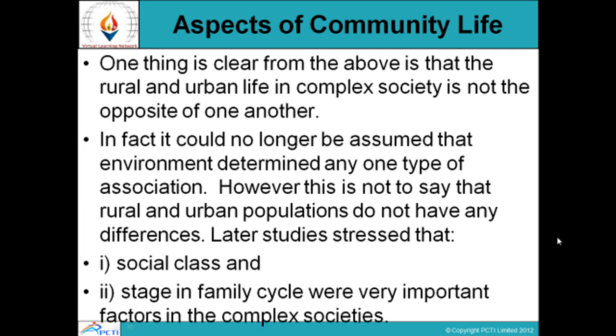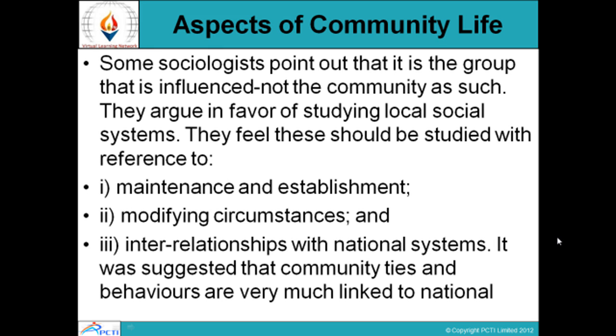The aspects of community life: one thing is clear, that rural and urban life in complex society is not the opposite of one another. In fact, it could no longer be assumed that environment determined any one type of association. However, this is not to say that rural and urban populations do not have any differences. Later studies stressed that social class and stage of family cycle were very important factors in the complex societies. Some sociologists point out that it is a group that is influenced, not the community as such.